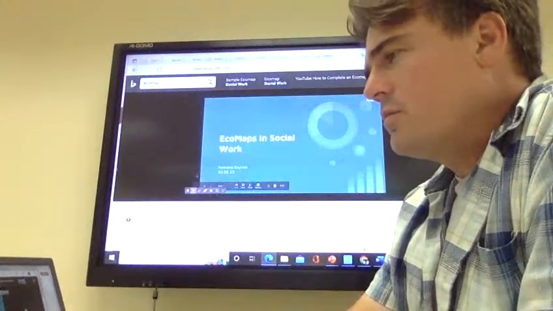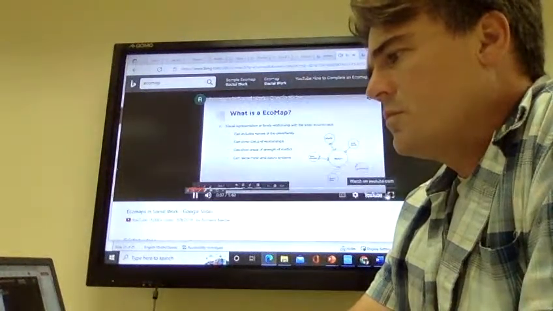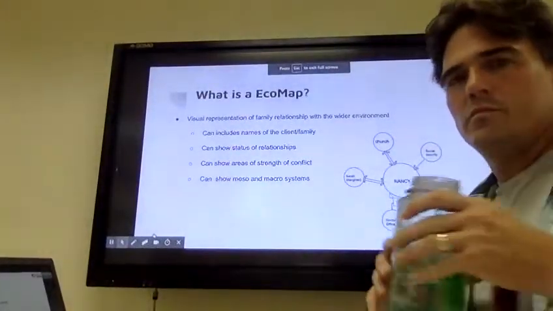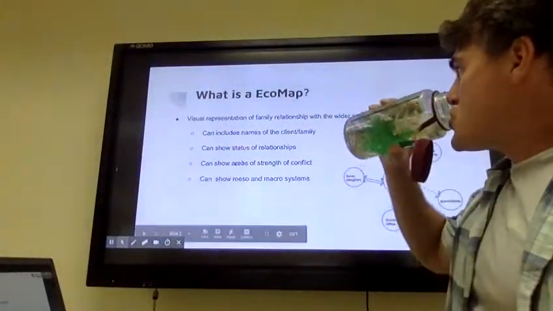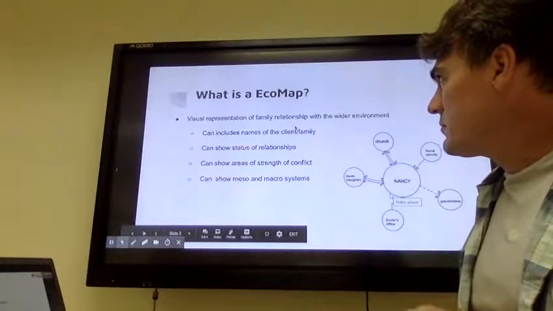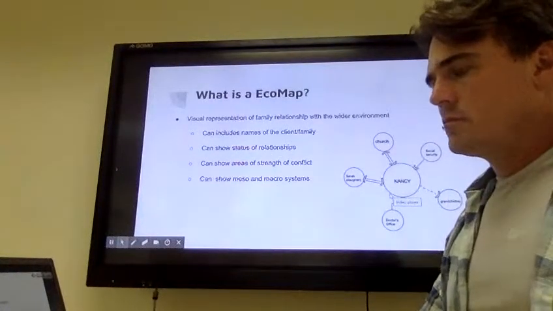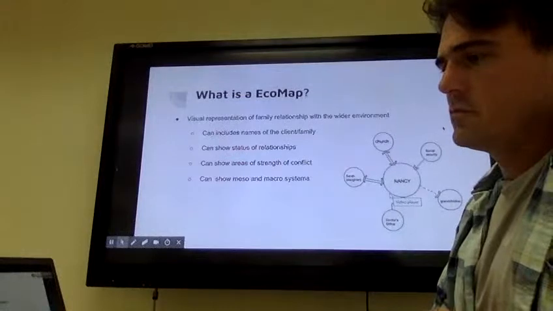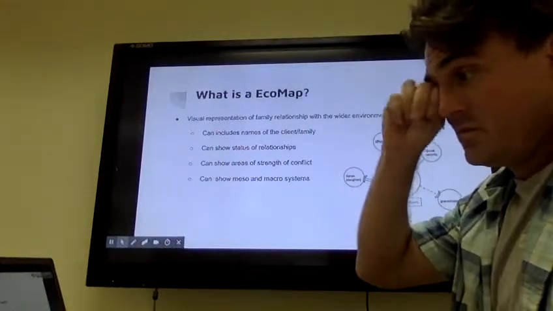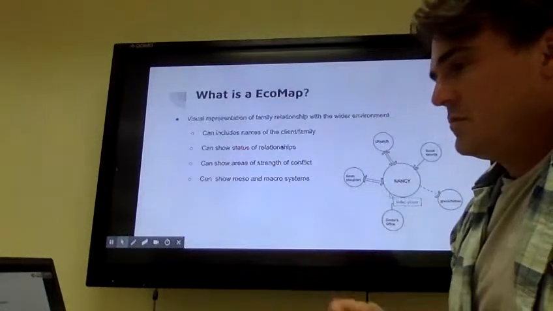This is Ecomaps and Social Work by Ramon and Beda. So what is an ecomap? An ecomap is a visual representation of family relationships with a wider environment. So we would include the names of the client and family. So in our case, it would be the Jones family and Donald. It will show the status of relationships between the systems, meso and macro. So between work, church, school, and it shows, like I said, the status of relationship.